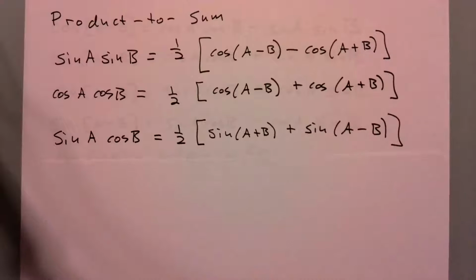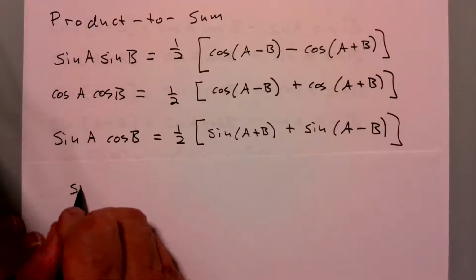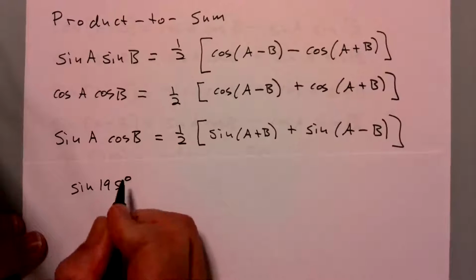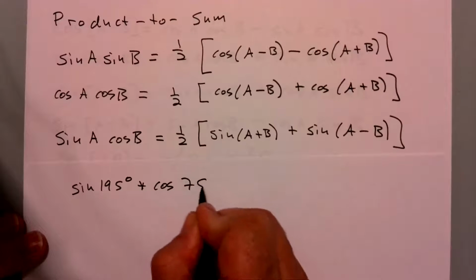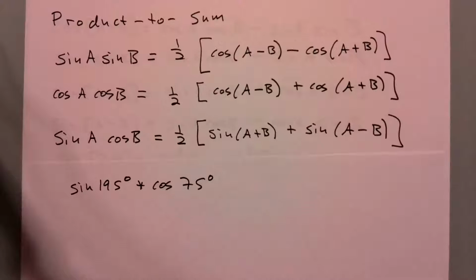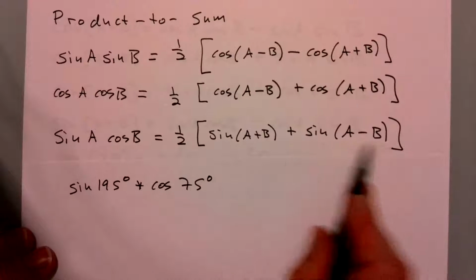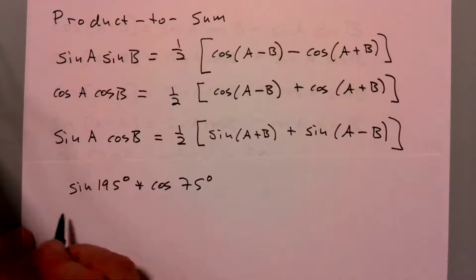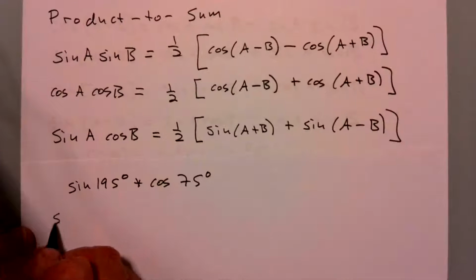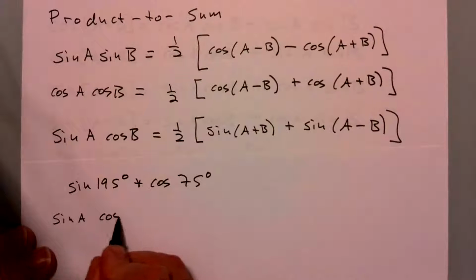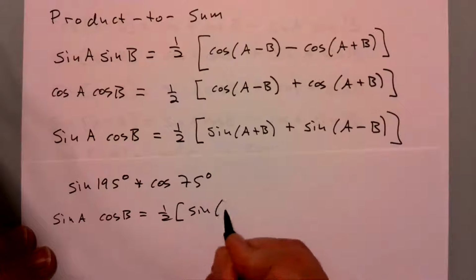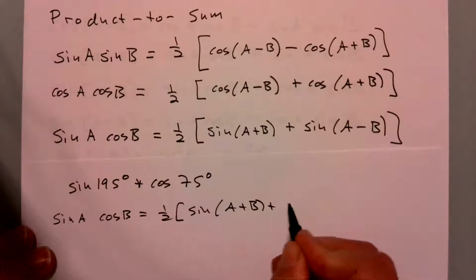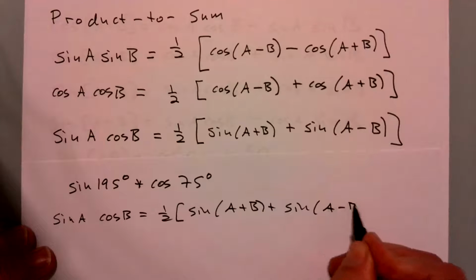So here's the first one that we'll try to do. So I've got sine 195 degrees times cosine of 75 degrees. So we have sine times cosine, so I hope it's obvious that we're using this identity right here. Sine something, cos something. So let me go ahead and rewrite that identity. So I have sine A cos B equals 1/2 sine A plus B plus sine of A minus B.